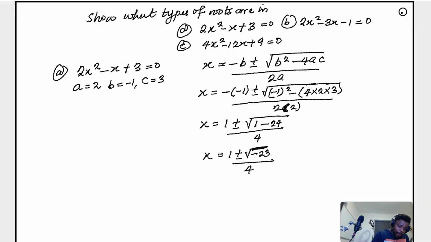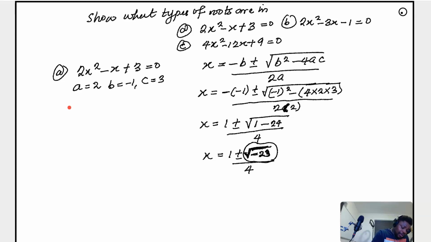over 4. And if you look at this, square root of minus 23, if you press your calculator, is going to give you error. You cannot find the square root of a negative number. So the only way you can solve this is using complex number. So that is why these roots are complex roots and not real.